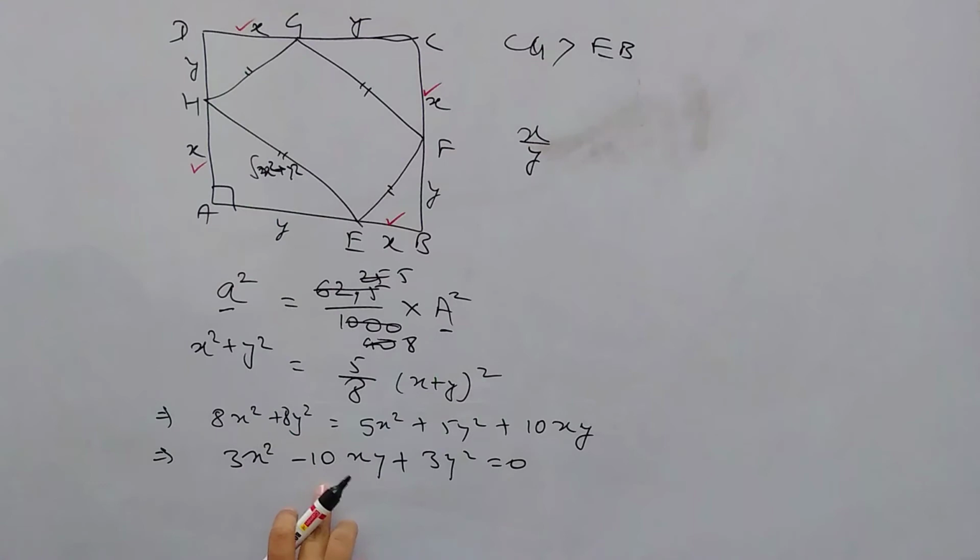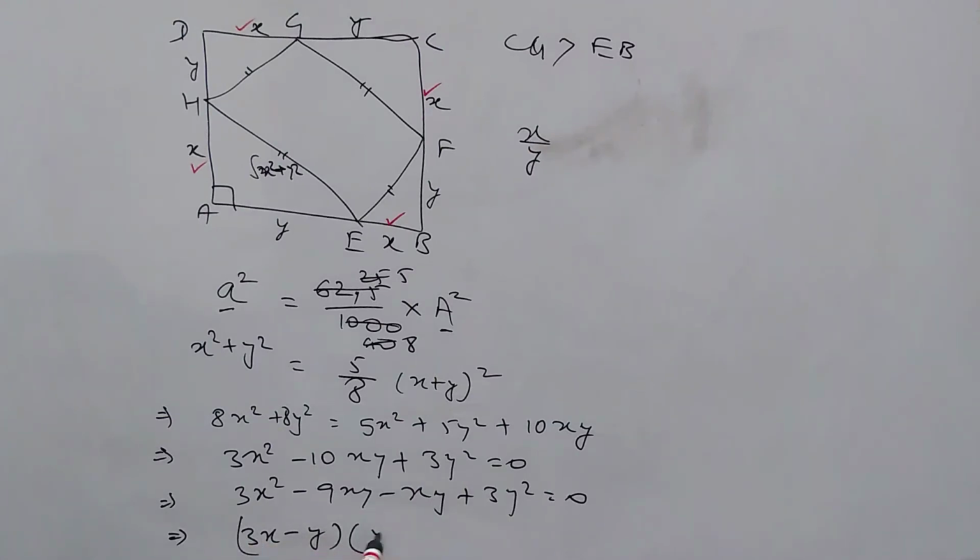If you can imagine, it's like minus 9 minus 1, there will be two factors here. If you cannot, you can directly use the formula for the roots of a quadratic equation as well. So this we can break into 3x square minus 9xy minus xy plus 3y square equals 0. So this can be expressed as 3x minus y or x minus 3y equals 0.